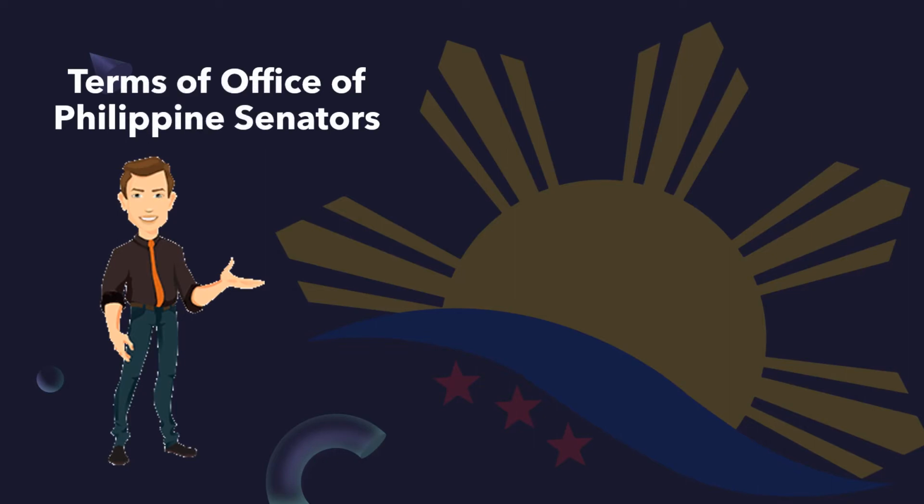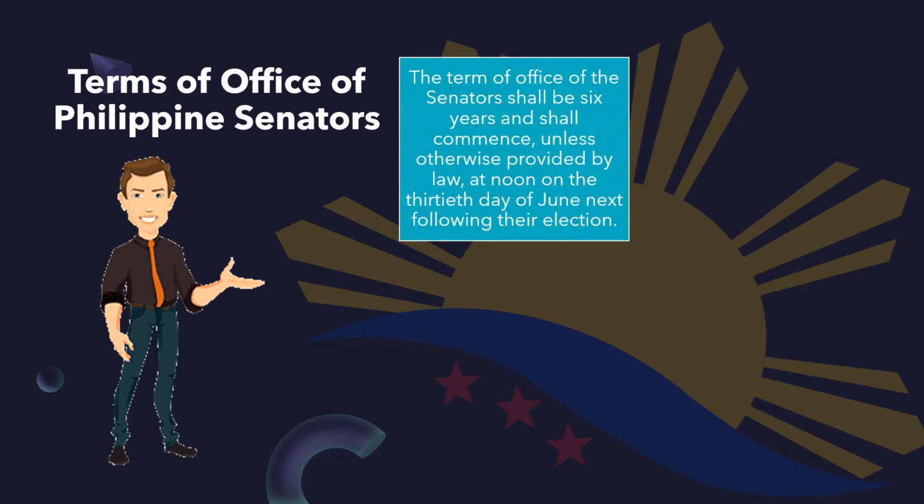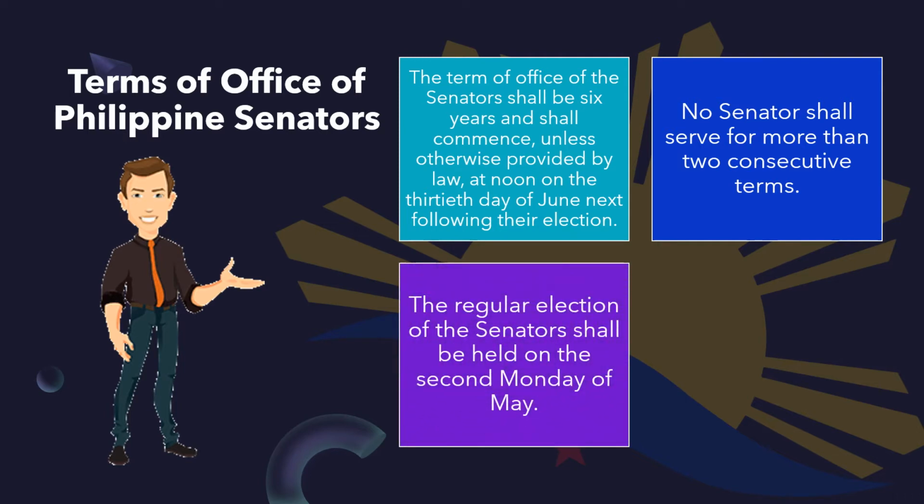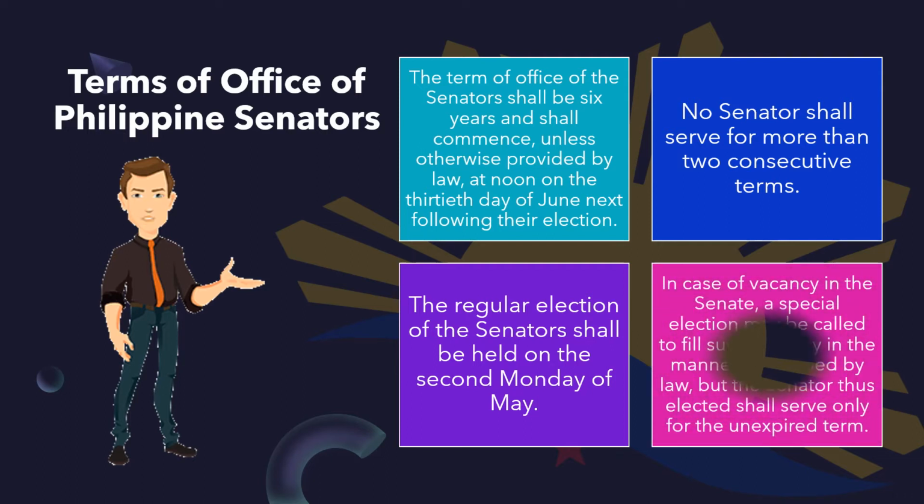Terms of office of Philippine senators. The first one is that the term of office of the senators shall be 6 years and shall commence, unless otherwise provided by law, at noon on the 30th day of June next following their election. The second one, no senator shall serve for more than 2 consecutive terms. The regular election of the senators shall be held on the second Monday of May. And lastly, in case of vacancy in the Senate, a special election may be called to fill such vacancy in the manner prescribed by law, but the senator thus elected shall serve only for the unexpired term.